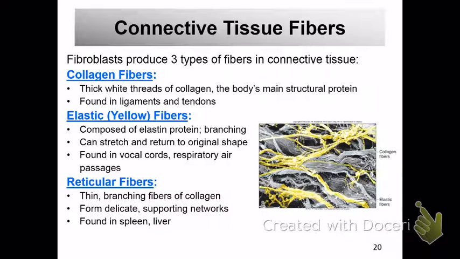Okay, elastic. Think about elastic as stretchy. It can stretch and then go back. Your vocal cords and respiratory passageways. And the big thing you want to know about these is just where they are. And this is structure. And then the reticular fibers, they're thin, more delicate, and they're found in the spleen and liver. So all collagen, elastic, and reticular are little threads that are produced by fibroblast.